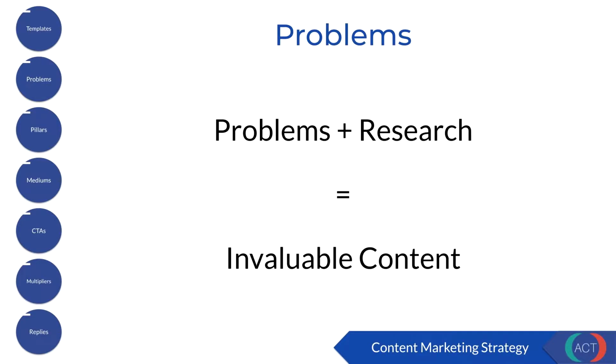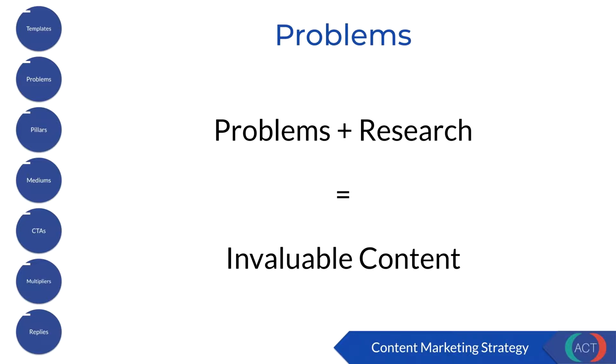And that's where this next part comes in, where we're going to go through how to figure out what you should be talking about and who you should be talking to. And that is identifying your ideal customer's problems, because content that is about them is always going to perform better than content that is about you and your business.